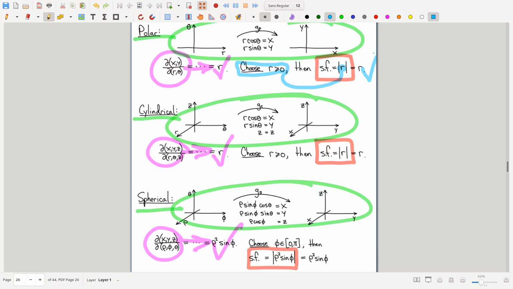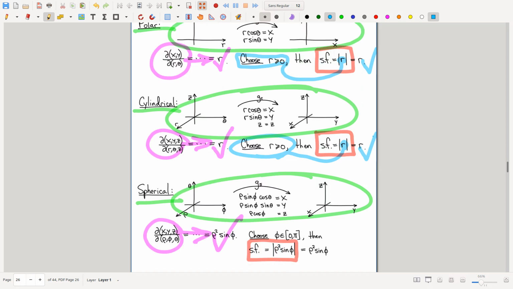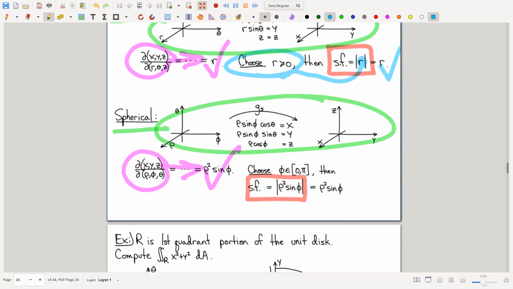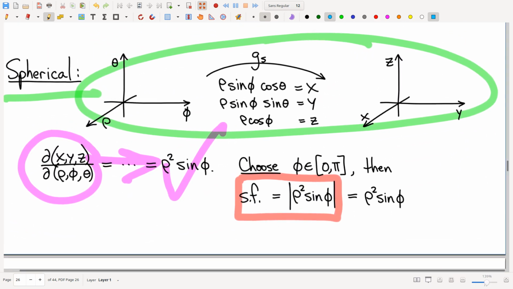I love getting rid of absolute values, and so I'm willing to stick with this restriction. I'm always here, henceforth, going to choose positive values for r. Likewise here, choosing positive values of r in cylindrical, again, makes the absolute values go away. Okay, now here's where a lot of students mess up. A lot of students look at that and say, okay, well look, rho is kind of like r, right? It's kind of analogous or something. So maybe I can get rid of these absolute values just by promising rho to be positive.